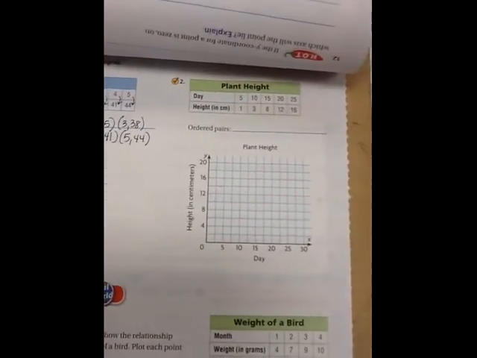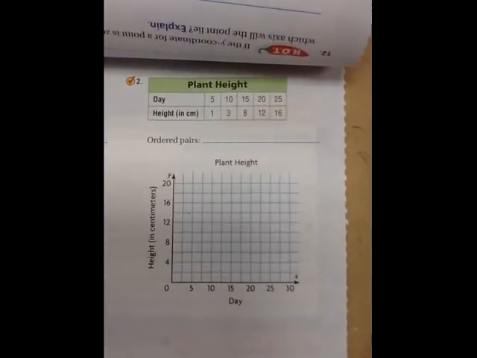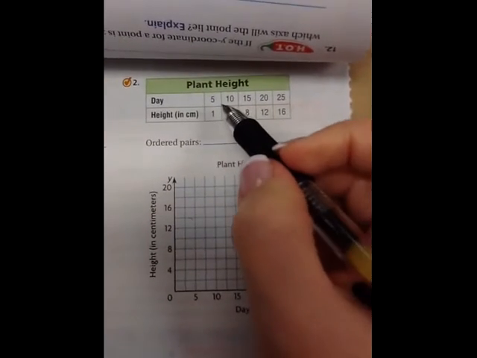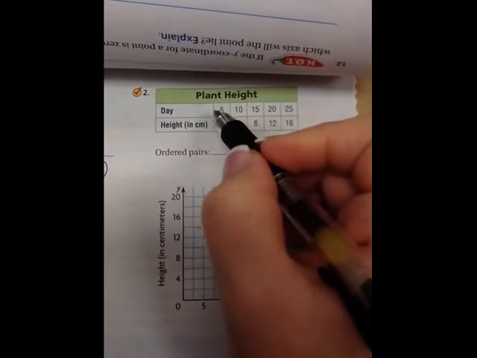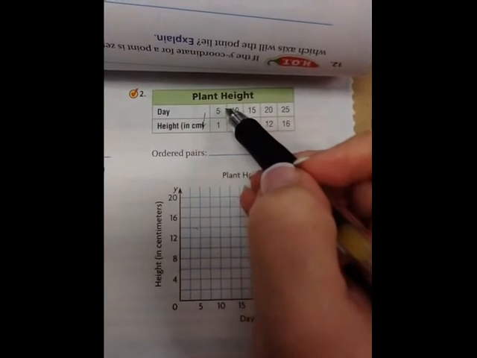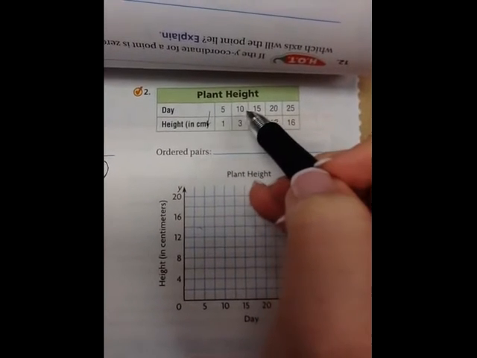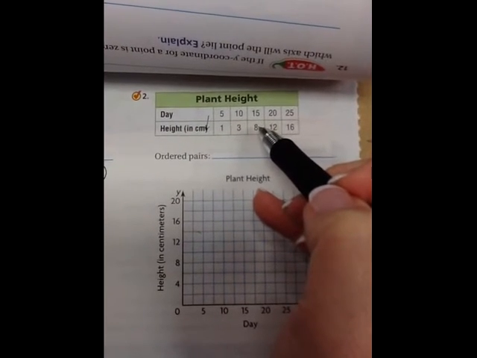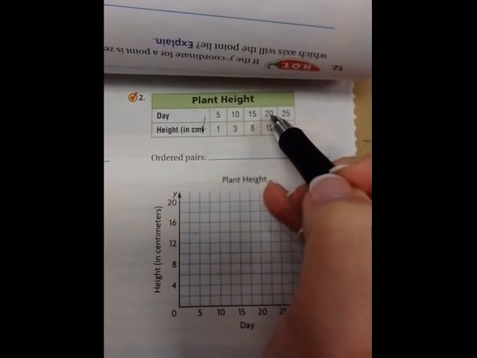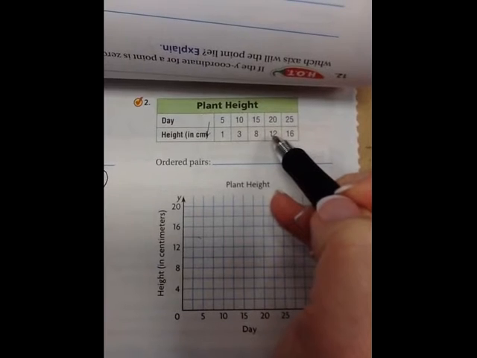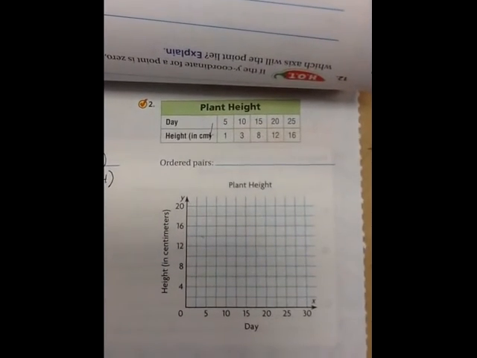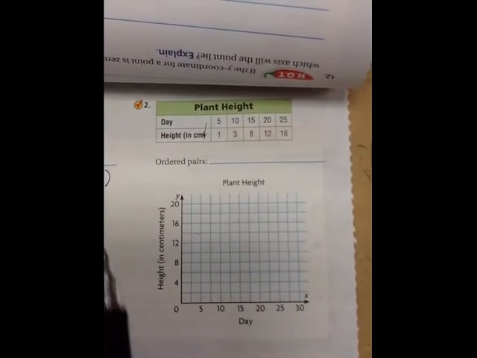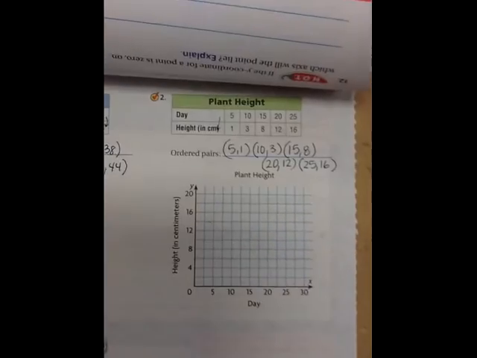All right, so then let's look at the plant height. It's going to be kind of different on this one too. Again, it's the relationship between your day and your height. So on your 5th day, you're only 1 centimeter. On your 10th day, you're 3 centimeters high. On your 15th day, you're 8 centimeters high. And your 20th day is 12 centimeters high. So write your ordered pairs that match that graph.